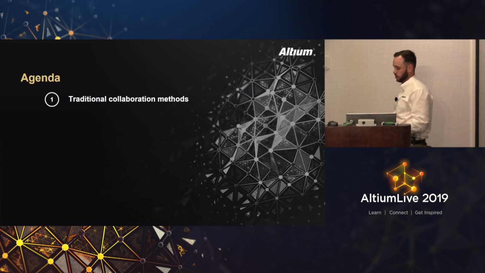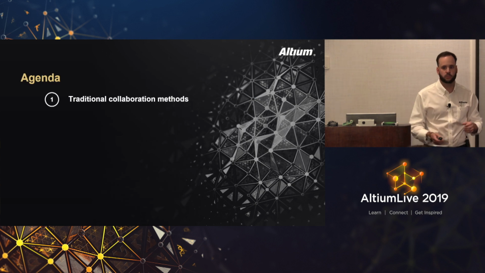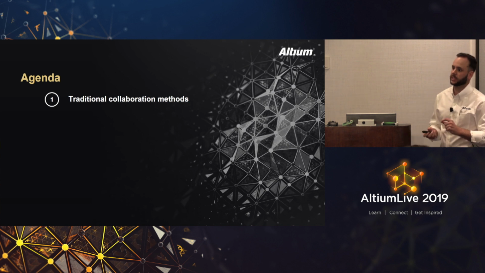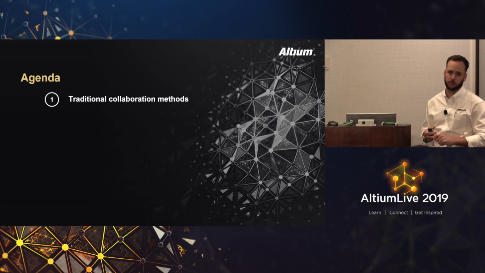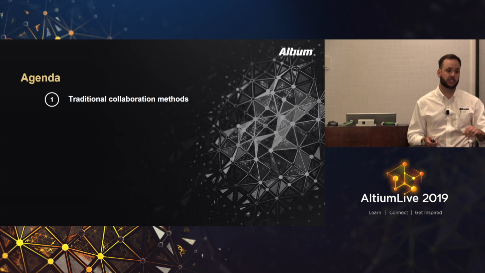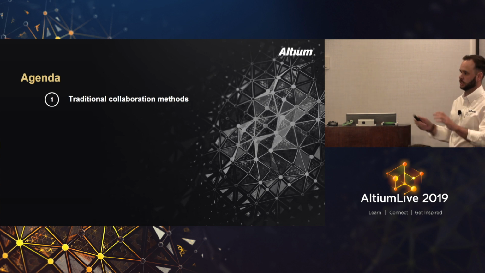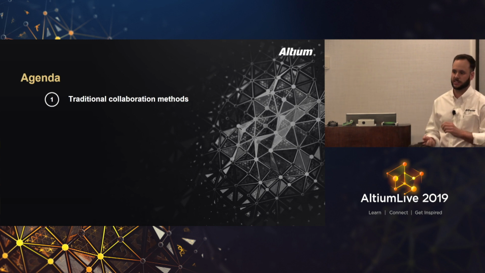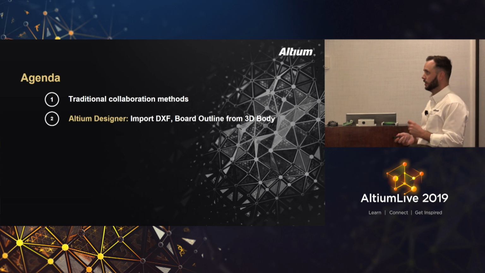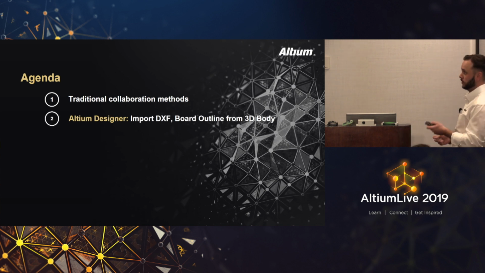So just quickly for the agenda, we'll look at some traditional methods of how we can determine board shape and component placement that currently exists within Altium Designer. So without any additional products, what are the capabilities that we have within the tool? Then we're going to look at those features in Altium Designer. We're going to demo them. We're going to look at the pros and cons and so on.